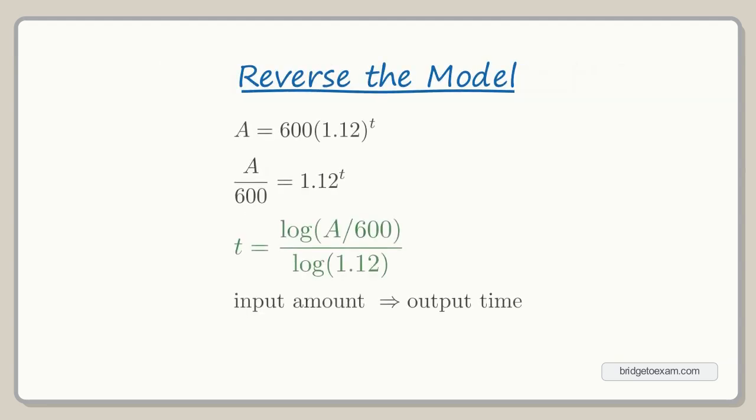Now, reverse the model. If you are given an output a, solve a equals 600 times 1.12 to the t for t. Divide by 600, then use logarithms. The inverse expression, log of a over 600 divided by log of 1.12, tells the time needed to reach amount a.